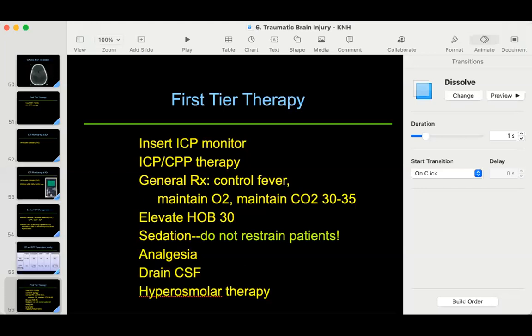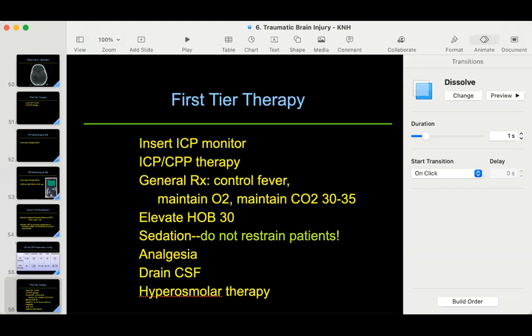It has been shown to have no benefit in patients who have diffuse injuries, those with no surgically evacuatable lesion. They just have diffuse injuries all over with not much edema. They don't have much benefit, like type 1 Marshall.